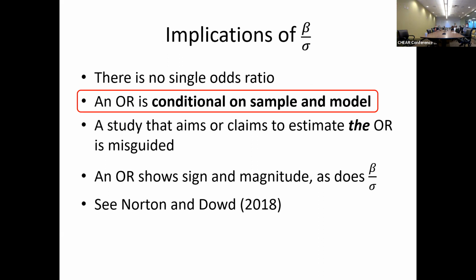And so it just doesn't make sense to talk about the odds ratio. An odds ratio does indicate the sign, above 1 or less than 1, and whether one group is more or less likely to have the outcome. But that's also true for the original beta.